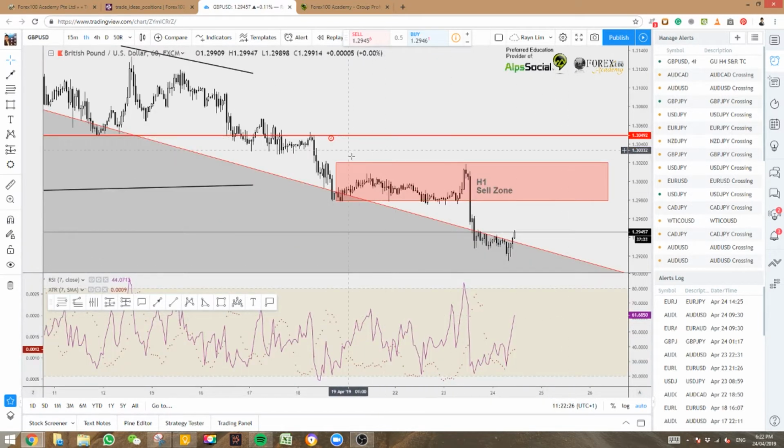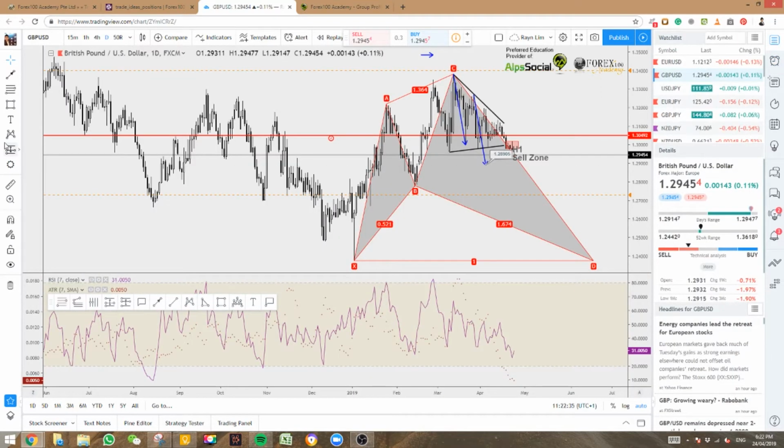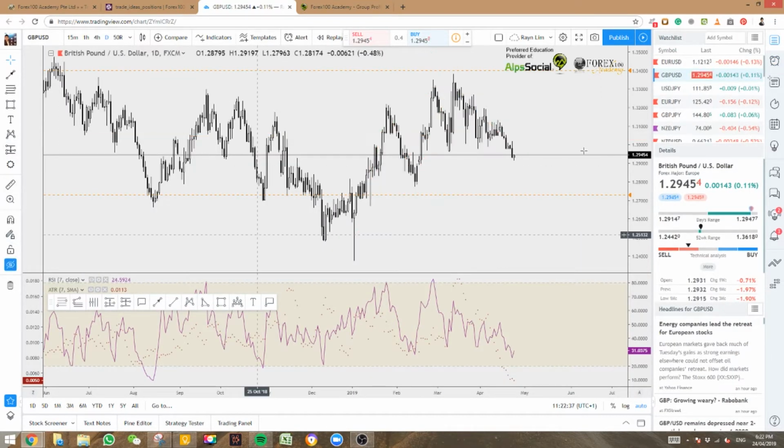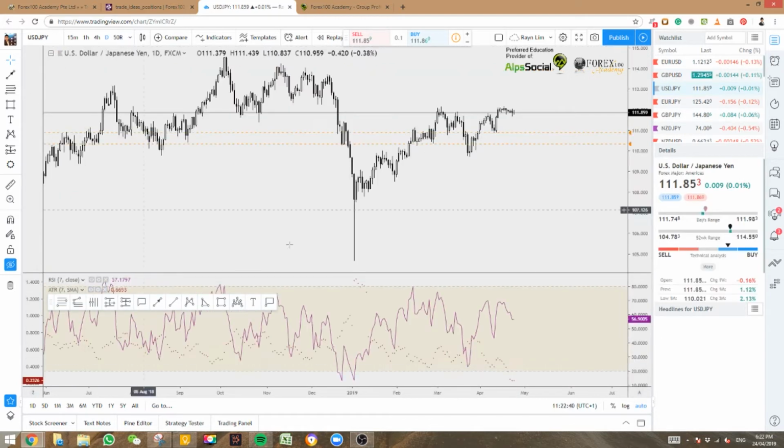Okay, so that's all I have for you for pound dollar. Let's move to the next currency pair, dollar yen. These are the top 3 that I do analysis on a weekly basis to share with the public.